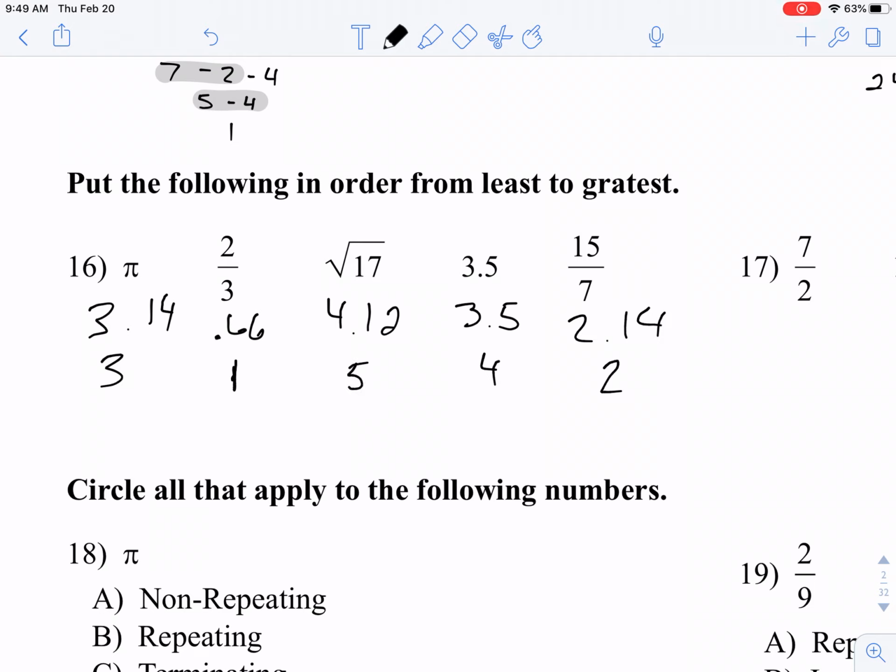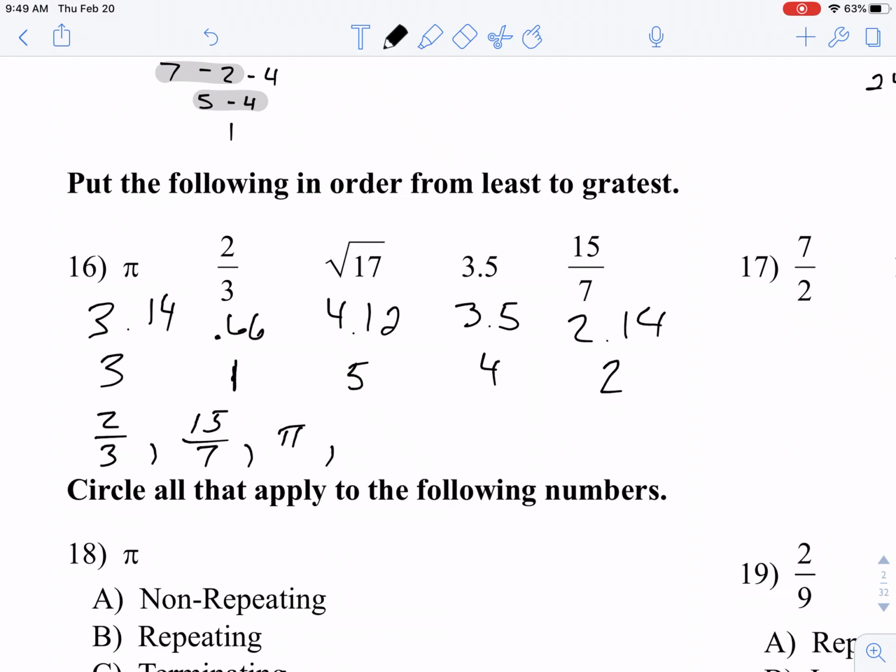Now this is the important part. While we switch them all to decimals, the actual question said this compared to this. So you have to rewrite this in order, but you have to use what they were originally written as. So 2/3 is first. And then next second was 15 over 7. And then next was pi.